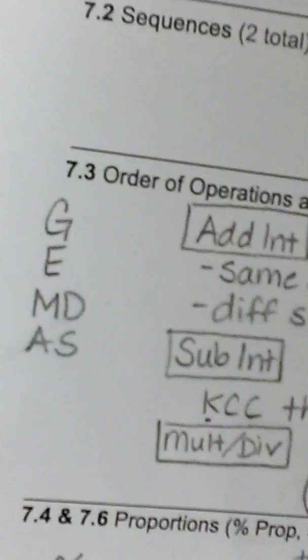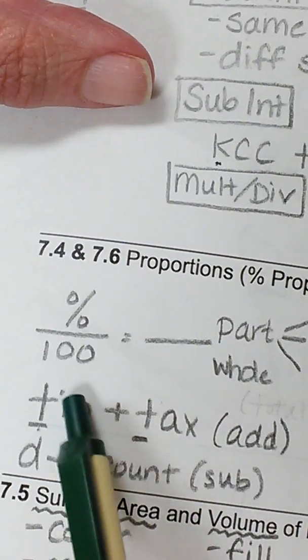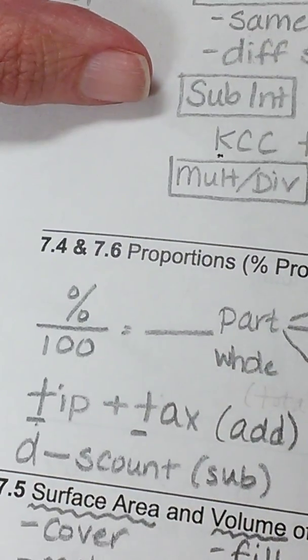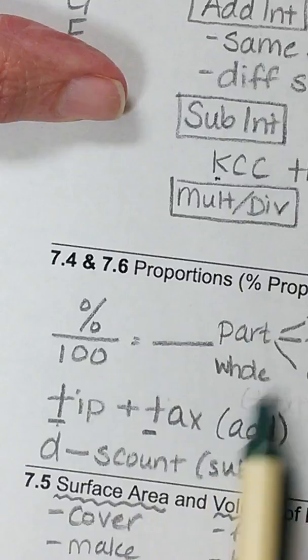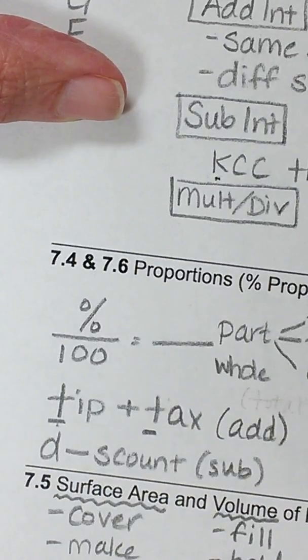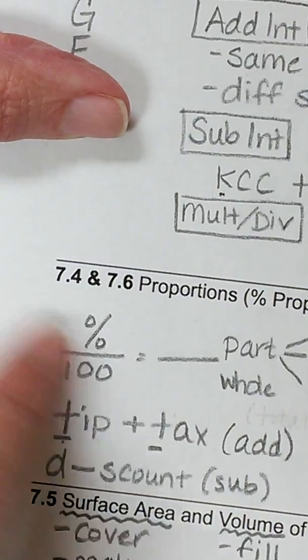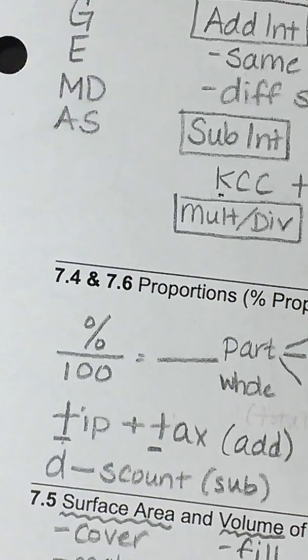at that other side when we talked about this, the percent over 100 equals part over the whole. You may end up using that kind of proportion again or something similar for that. This is on 7476. That should be a hint to you to go back and look at that if you need to.